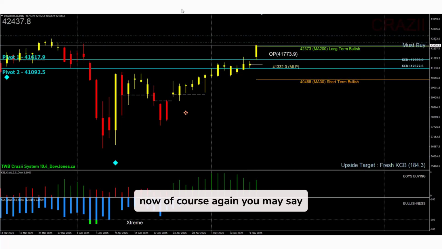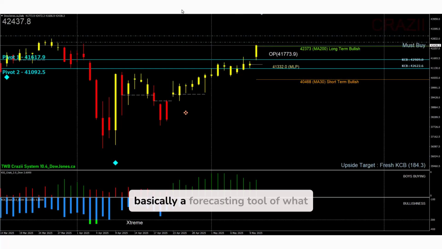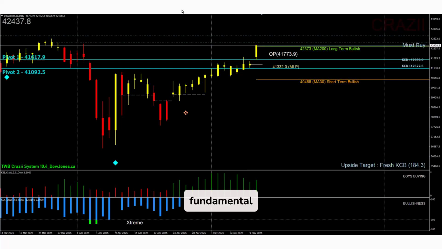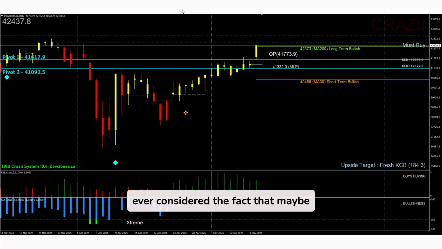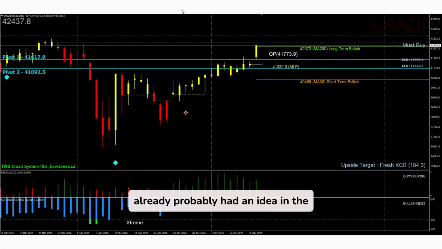Now, of course, you may say, KL, this one maybe because of Donald Trump and the China issue. I understand that. TA is basically a forecasting tool of what could or may happen. Fundamental is what the practical market will do due to some news. But have you ever considered that maybe these two are already combined together? They know it. So I'm pretty sure that when you go to the meeting on Saturday, Sunday, Monday latest, they probably already had an idea about the market.